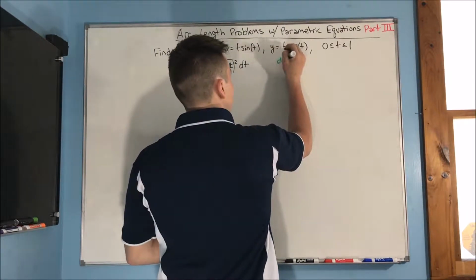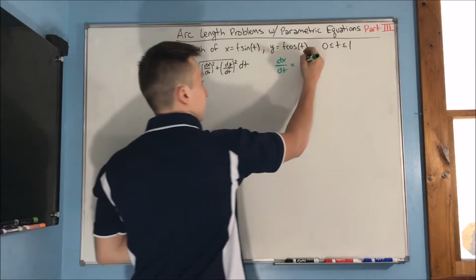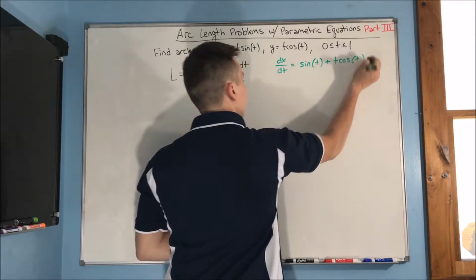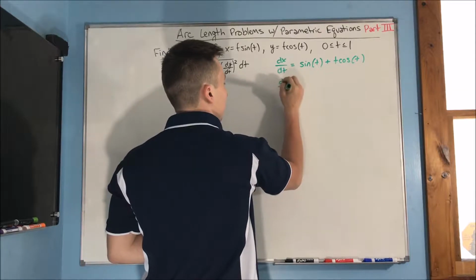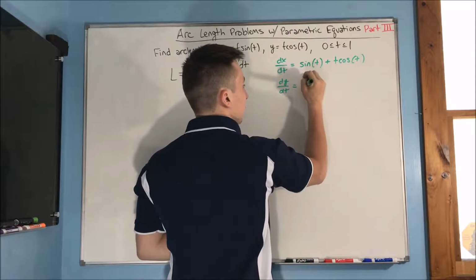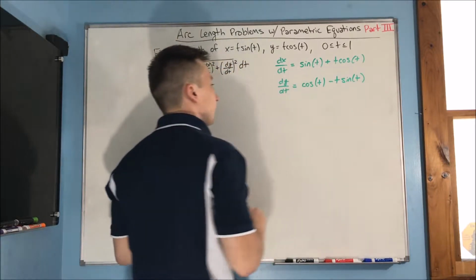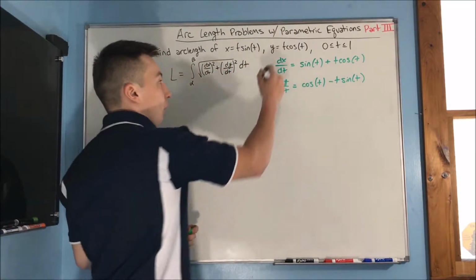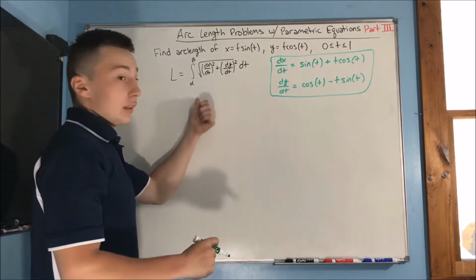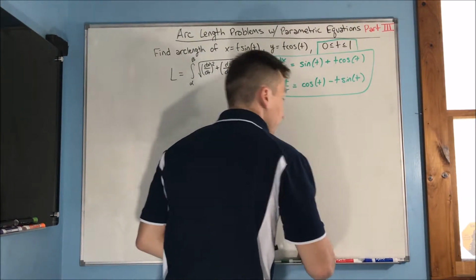So dx/dt, just a little bit of product rule here. We're going to get sine t plus t cosine t, and dy/dt, well, that's just going to be cosine t minus t sine t. Alright, so now we have everything that we need to plug into this equation, because we also have our bounds, which is 0 to 1 right here. Great. So let's do that.